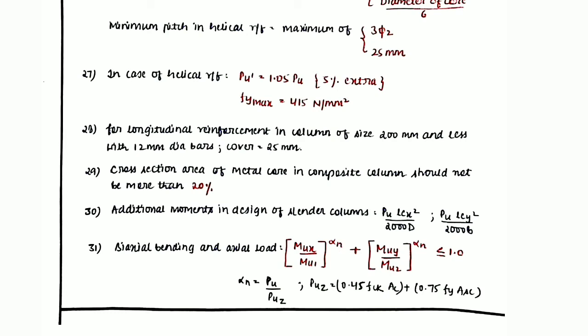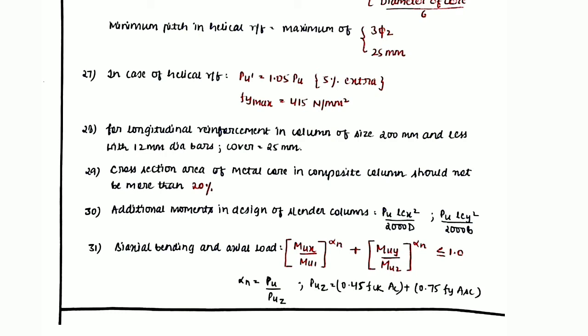Additional moments in design of slender columns. These are the additional moments if we are designing slender columns. We know the criteria for non-slender columns, but if the column is a slender column, then we will have to introduce these two moments in both the directions: Pu Lex square divided by 2000D and Pu Ley square divided by 2000b.